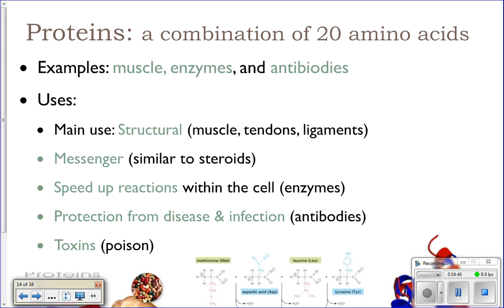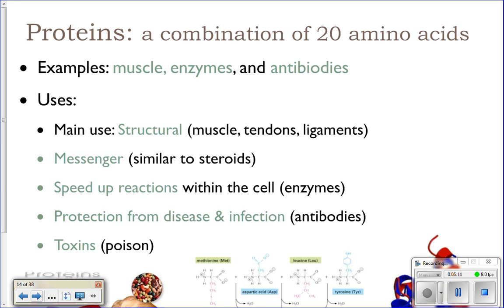And hopefully in freshman bio, you learned about how proteins are made. But proteins are going to make up muscles, enzymes, and also antibodies. The main use of proteins is going to be structural, to make up muscles and tendons and ligaments in the body. But they're also going to be messengers, like steroids. You'll have proteins that will send messages back and forth in your body.